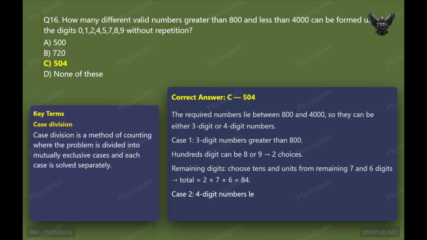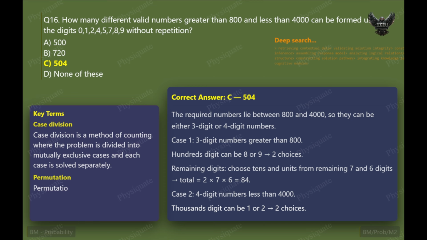Case 2. 4-digit numbers less than 4000. Thousands digit can be 1 or 2, so 2 choices. Let us examine permutation. Permutation is defined as the number of ways to arrange distinct objects in order, considering position.